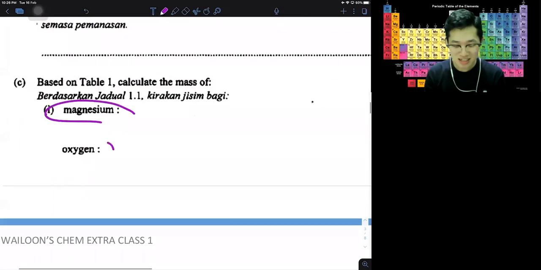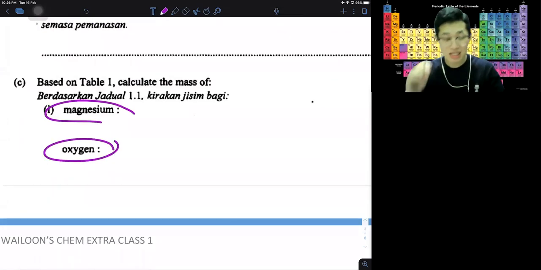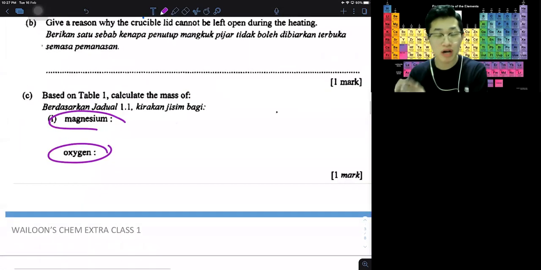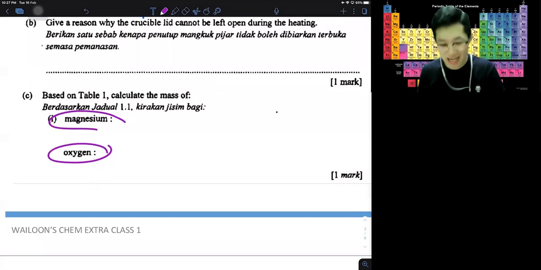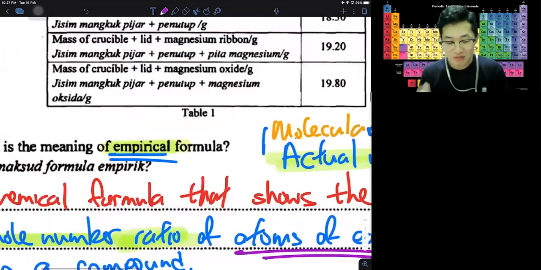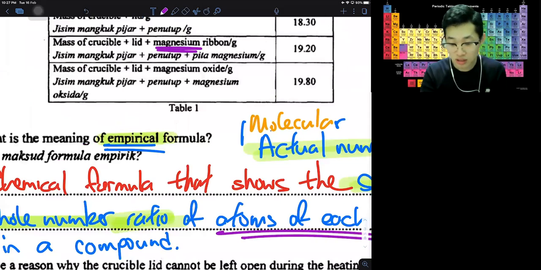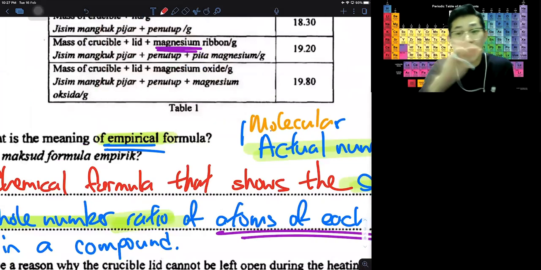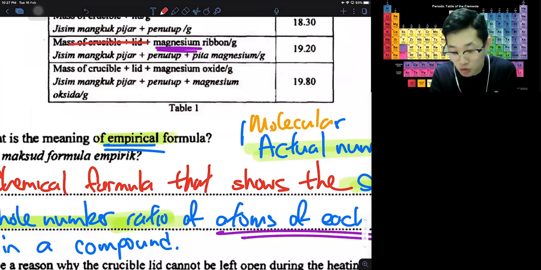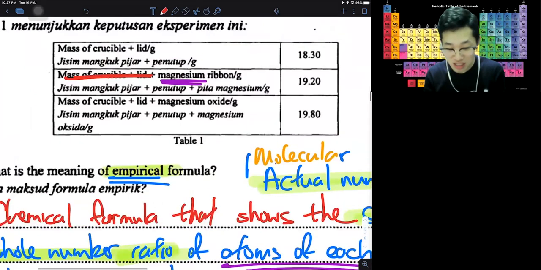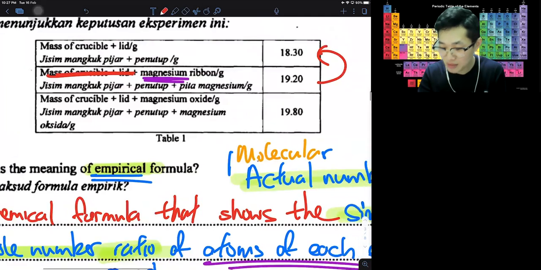Calculate the mass. I know there are some people who do know how to calculate the mass and they memorize it. If you want magnesium, you want to minus all the mass of crucible and lead, correct? So you see, you just minus this number lah. Minus.